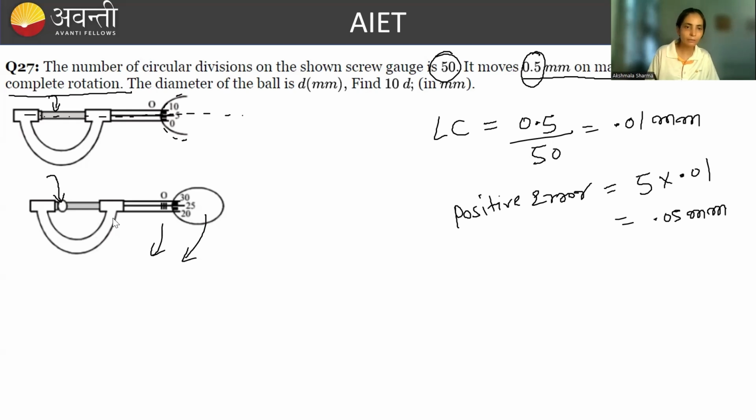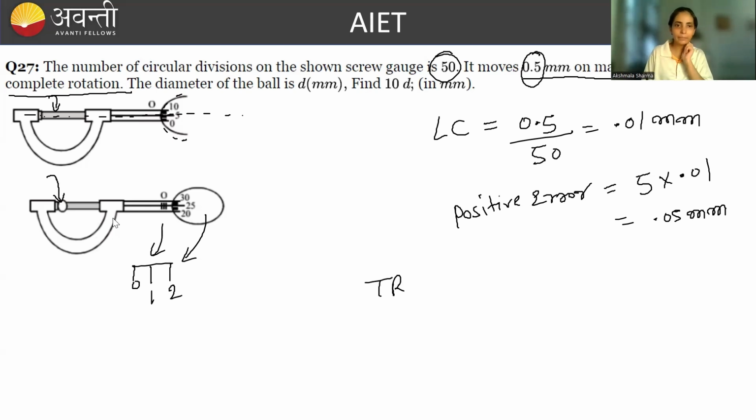So here if you see, second diagram has reading both on circular scale and main scale. Okay, so reading on main scale is how much unit? Let's see. So this is 0, and then there are how many lines? 1 and 2. So 2 unit on main scale and 25 unit on circular scale.